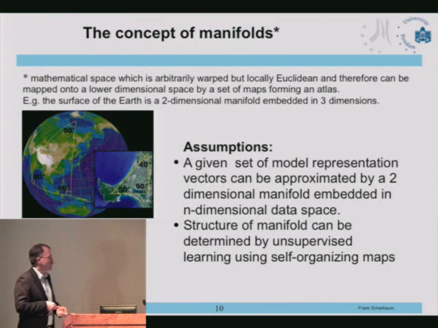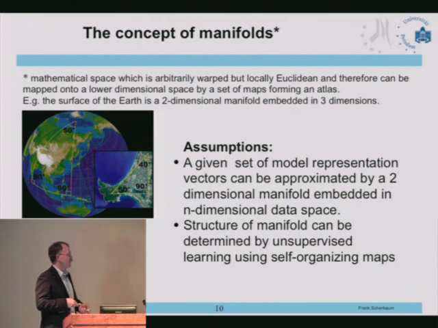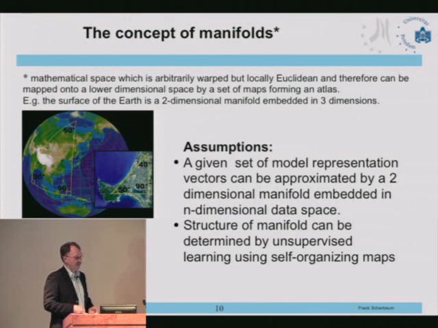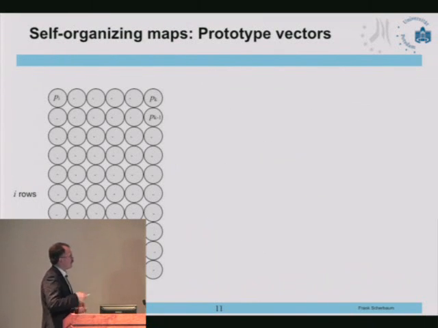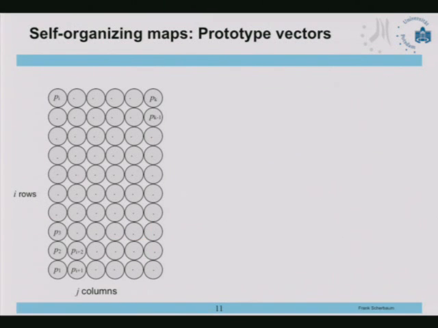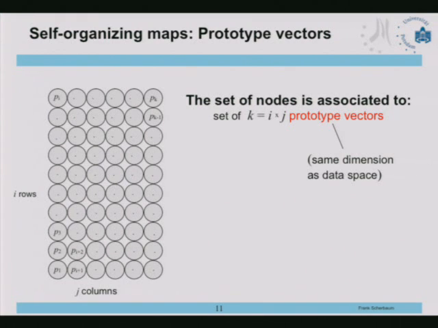And the tool which we use for learning is that of a self-organizing map, which is a special type of artificial neural network. A self-organizing map is basically a set of nodes, which is usually arranged in such a regular grid, either rectangular or hexagonal. And each of these nodes is associated with a prototype vector, which is of the same dimension as the data space. So in this case, we have 60 nodes, so we have 60 prototype vectors, which are somewhere located in a high-dimensional space.